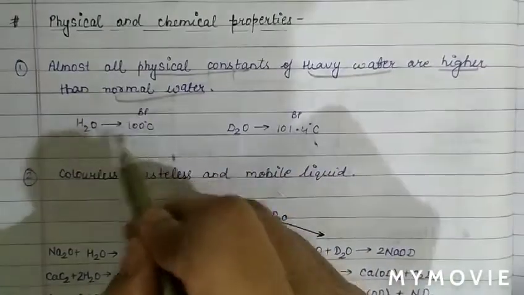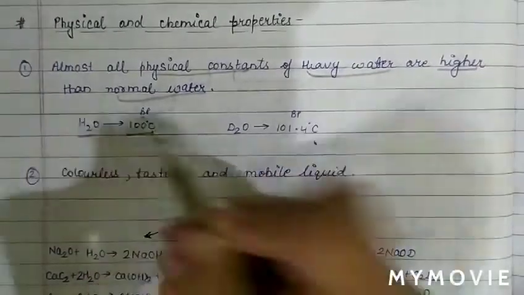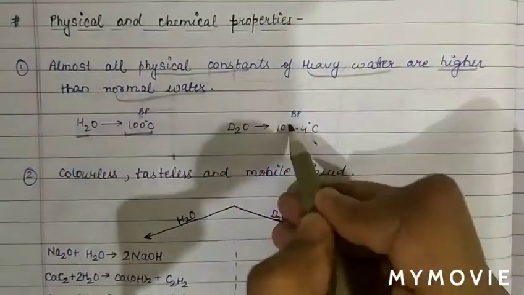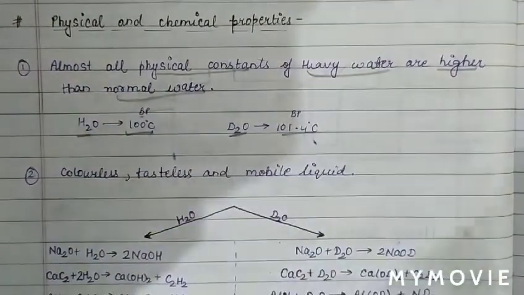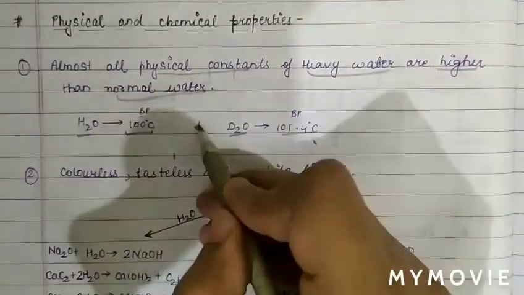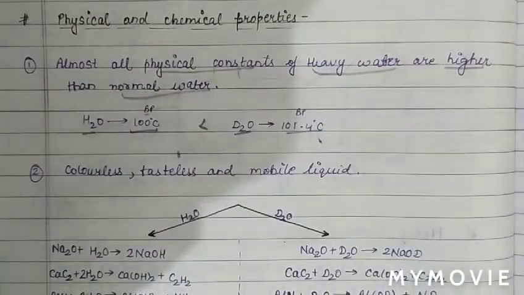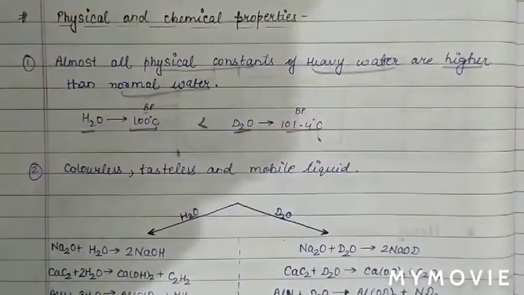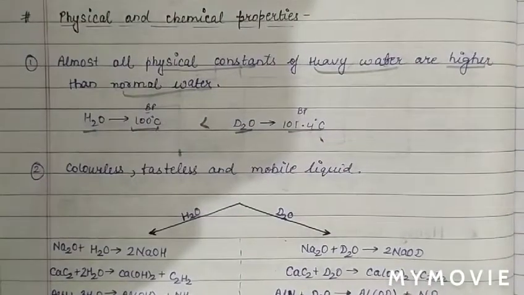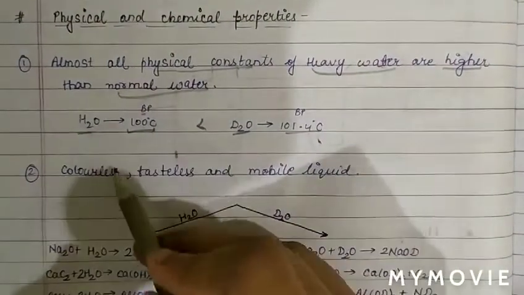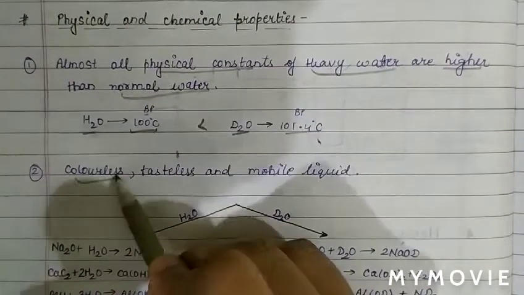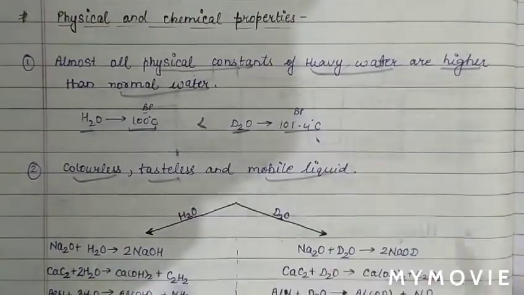For example, the boiling point for water is 100 degrees Celsius and the boiling point for D2O is 101.4 degrees Celsius. It means boiling point is more and also melting point is more. Therefore almost all physical constants of heavy water are higher than normal water. And also heavy water is colorless, tasteless and mobile liquid.